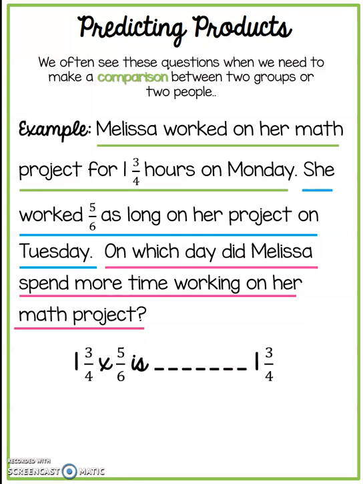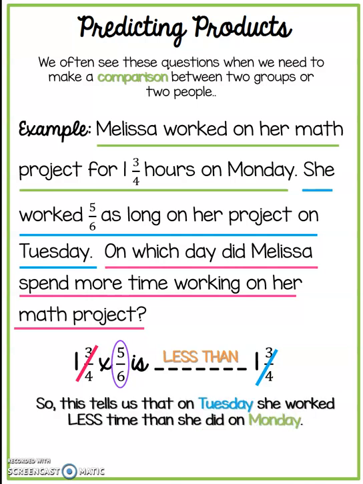I'll just write one of those comparison statements. So I can multiply 1 3/4 times 5/6 is blank 1 3/4. The product of these two numbers would be Tuesday's time. So I'll use that same strategy. I'll cross off my end value and the factor that's the same, which happens to be Monday's time, and I'll look at the 5/6. Since the fraction 5/6 is less than 1, I know that my answer to 1 3/4 times 5/6 is less than 1 3/4. That tells me that on Tuesday she worked less time than she did on Monday.